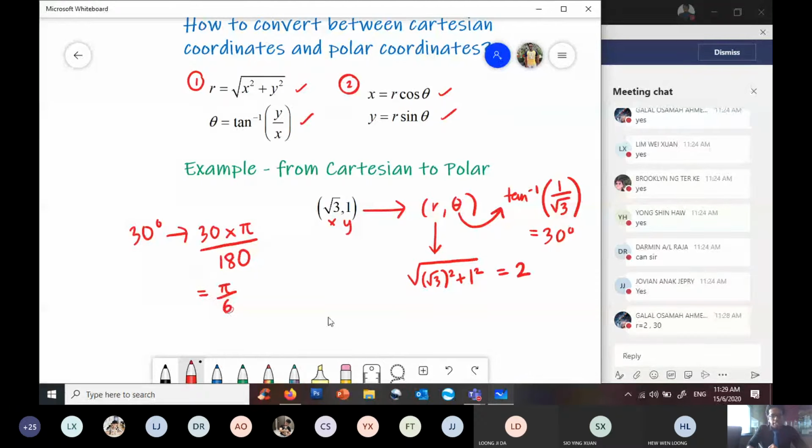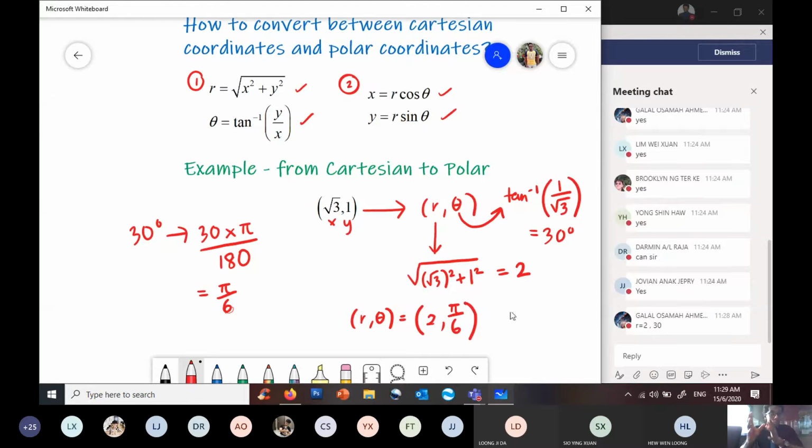Okay, alright. So this means my polar coordinates (r, theta) are simply: my r is 2, my theta is pi over 6. So this is what I get from Cartesian to polar. Yes, apparently Galal did it as well, 2 and 30.